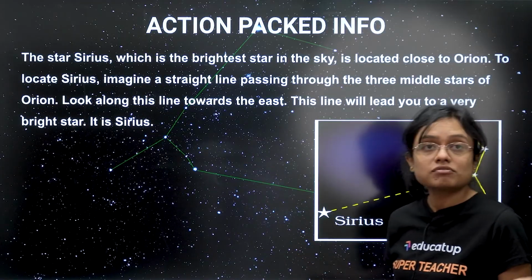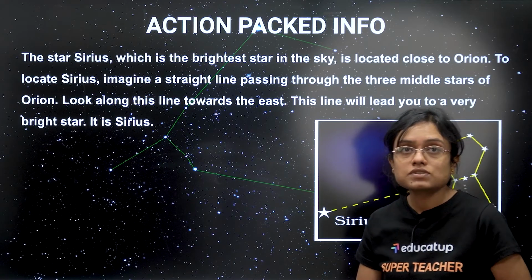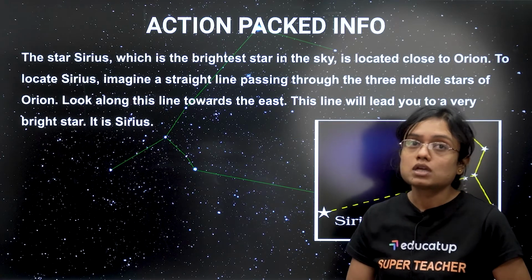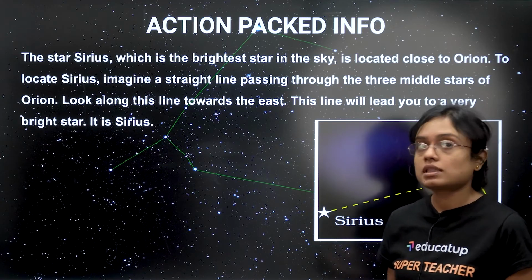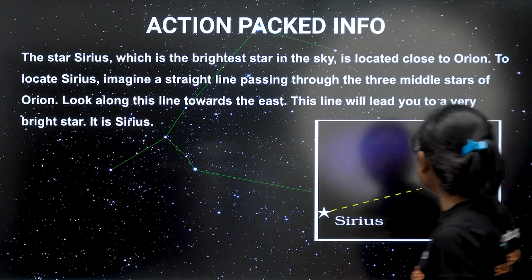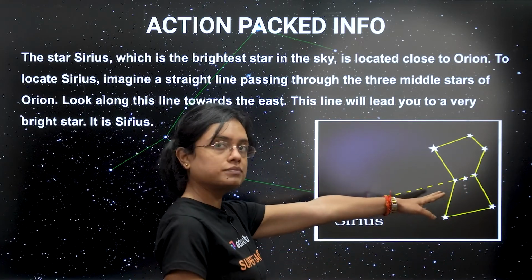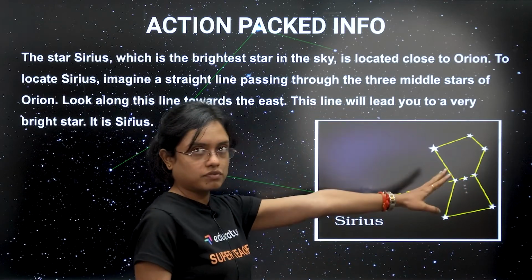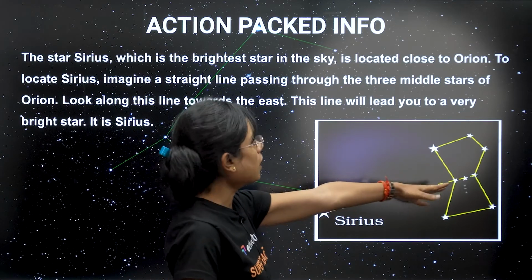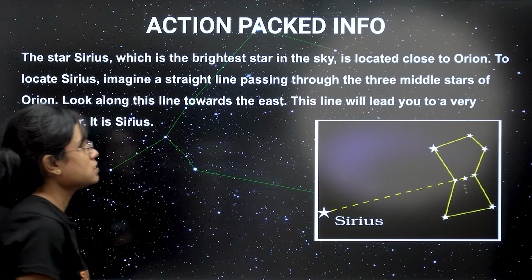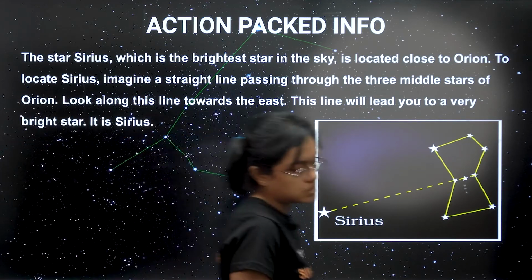Then some action-packed info again. The star Sirius, which is the brightest star in the sky, is located close to Orion. To locate Sirius, imagine a straight line passing through the three stars on the belt of the hunter. That straight line always ends at Sirius, so one can locate Sirius, a star in the sky.